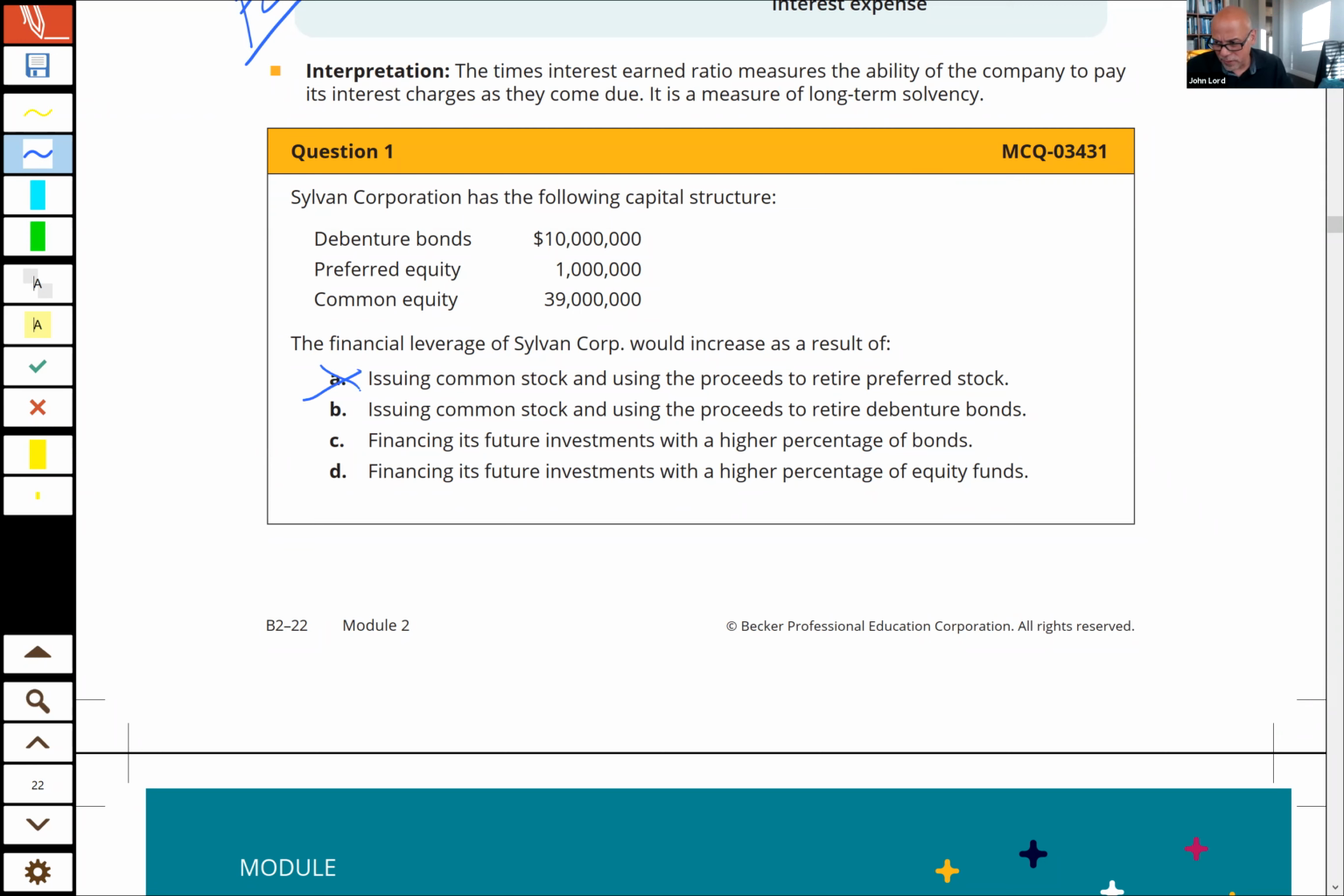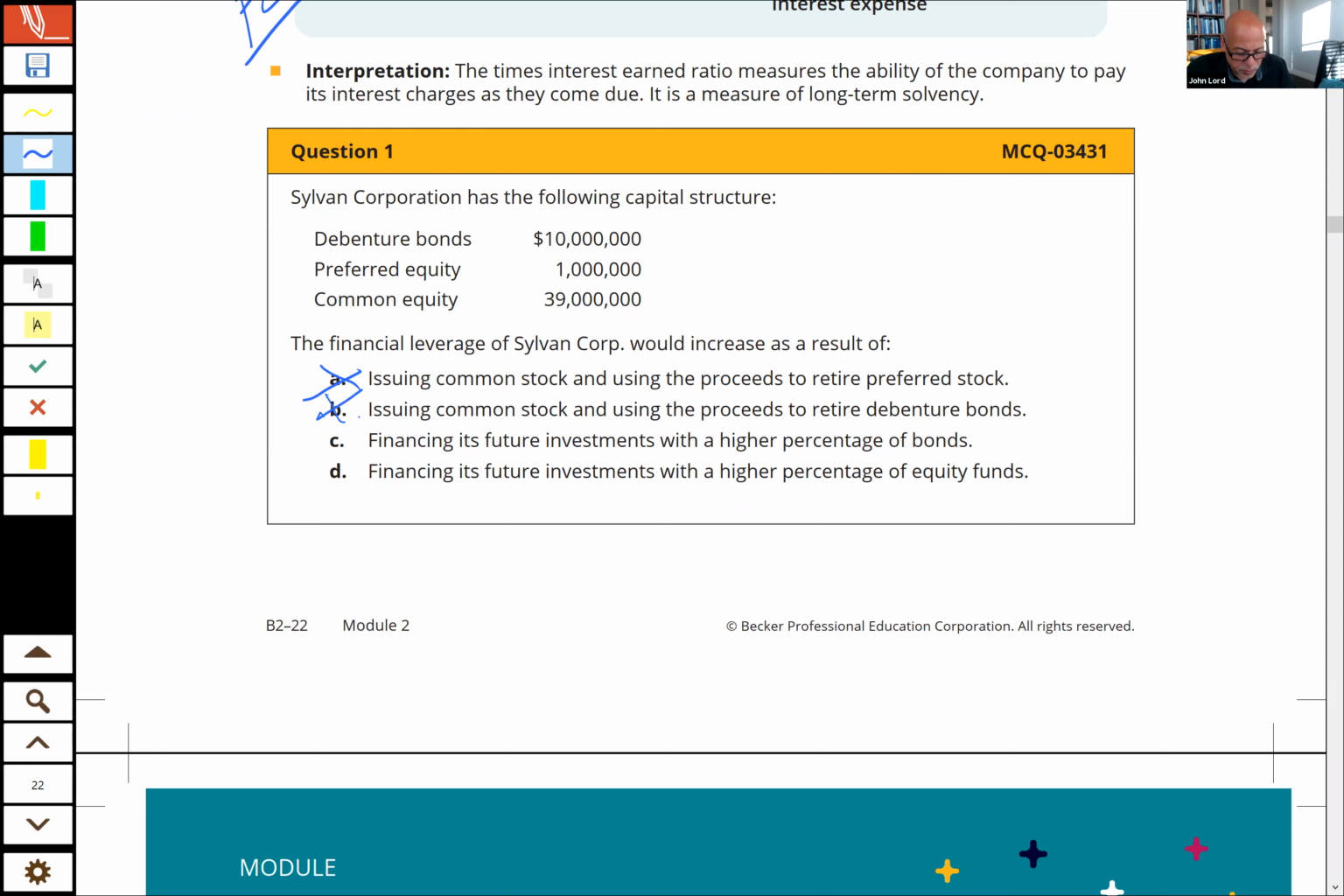That's not going to affect our financial leverage at all. It's all equity. Issuing common stock and using the proceeds to retire bonds. Well, if that's the case, then what? We're actually reducing our financial leverage because we're replacing debt with equity.